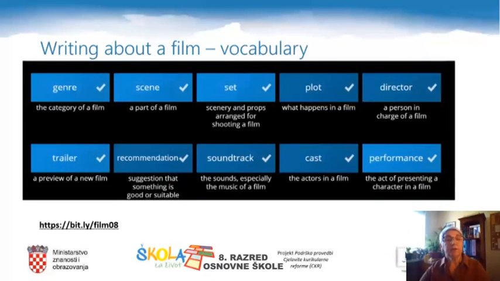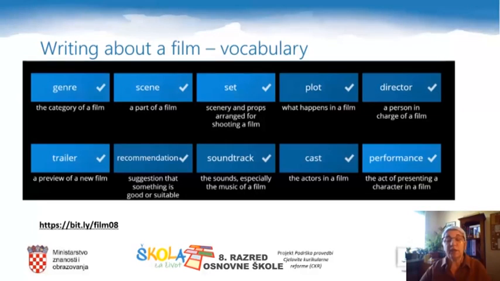Here they are. The genre of the film is the category. The scene is a part of a film. The set is scenery and the props all together arranged for shooting a film. The plot is what happens, the story. The director is the person who is in charge of the film. Trailer is a preview of a new film. A recommendation is a suggestion that something is good or not good.